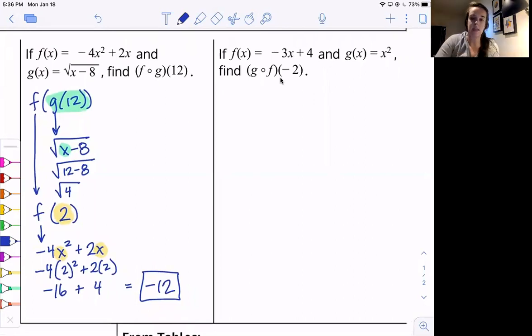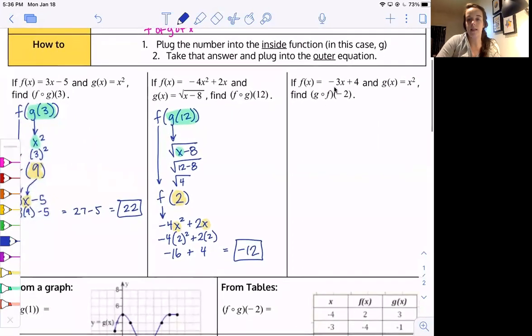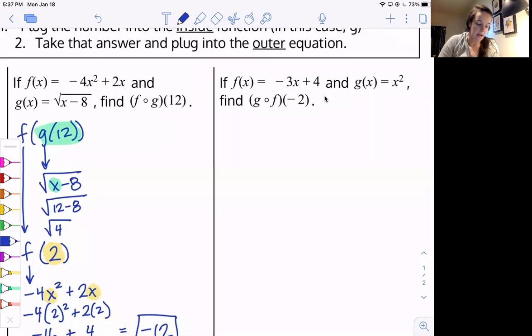In this equation, we see a very similar one to the first one that we did, right? A little bit slightly different, but f of x is negative 3x plus 4, and g of x equals x squared. This one says find g of f of negative 2. Notice the functions are in different orders this time.